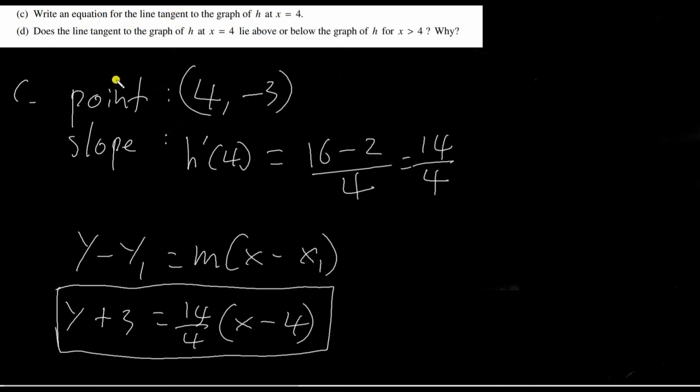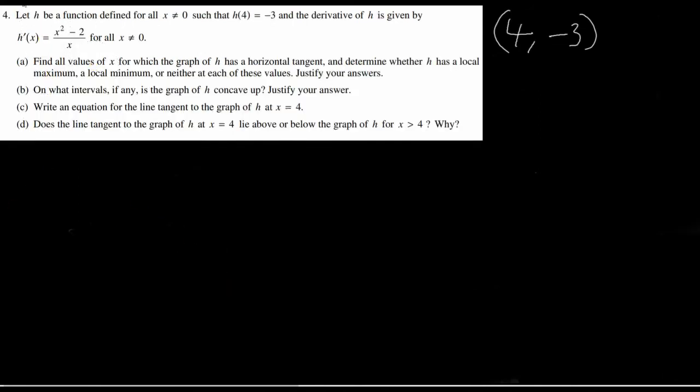So for points, this is just a quick 1-point question. You get 1 point for getting the correct equation. Okay, so does the tangent line to the graph of h at x equals 4 lie above or below the graph of h for x greater than 4?